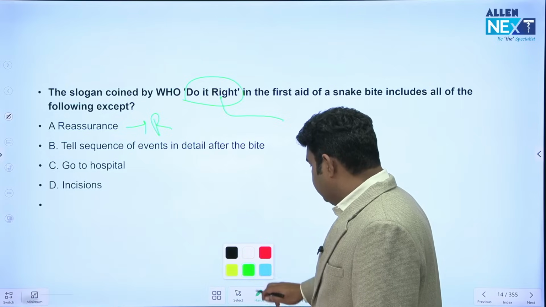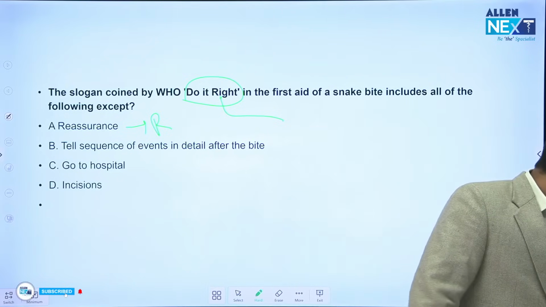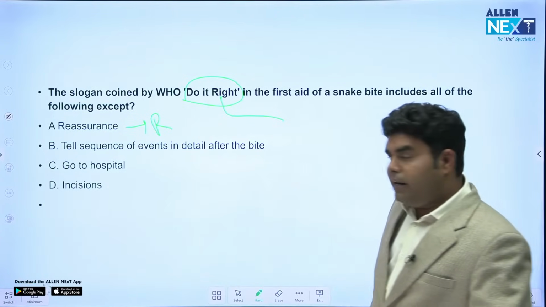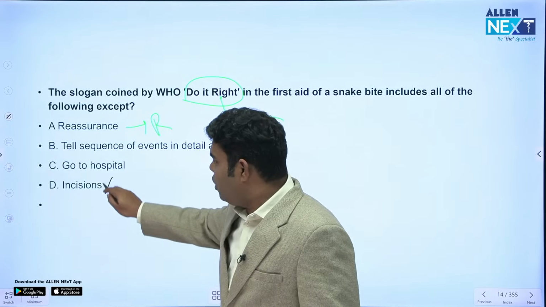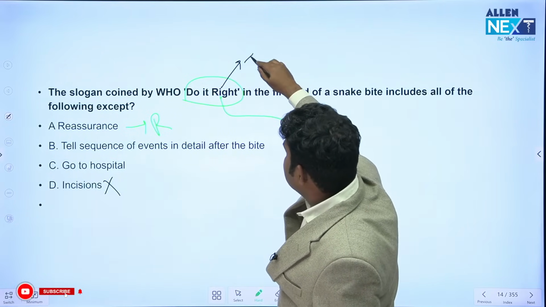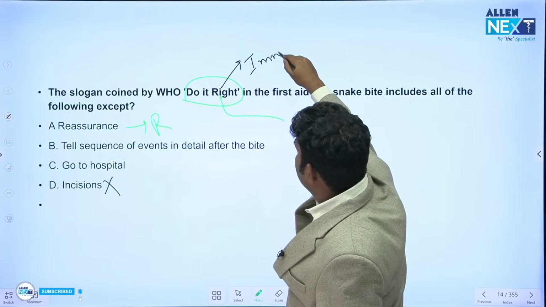Very good. Correct answer, my dear friends Gokul, Kausal, Suman and Ria. All 3 of you are right. Incision is not done. So what is this I? I means immobilization.